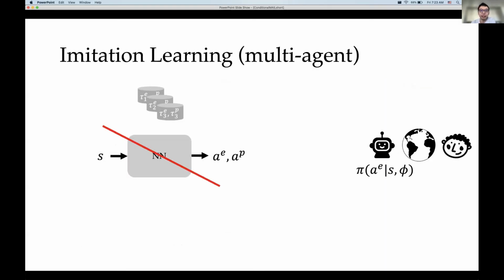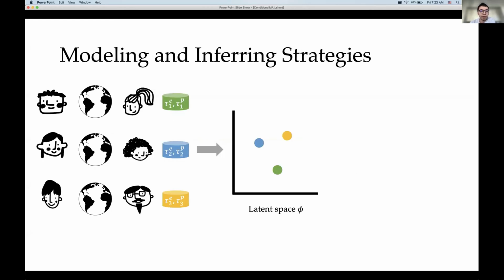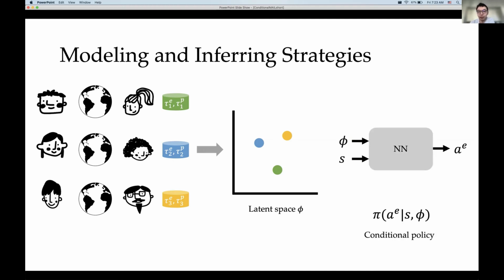A standard multi-agent imitation learning framework doesn't really work because it only outputs joint actions and doesn't let us adapt to new partners. So in our work, we try to model and infer the latent space of the partner strategy so that we can condition on this latent space and output a conditional policy.